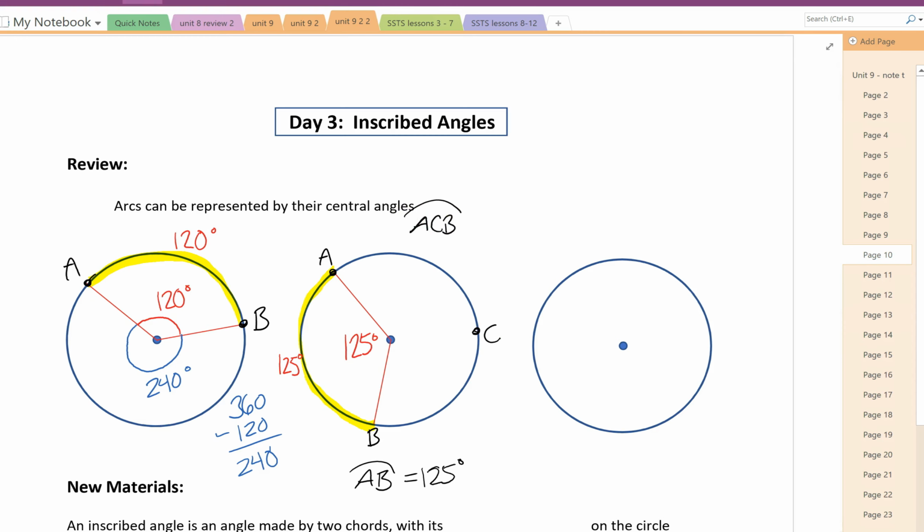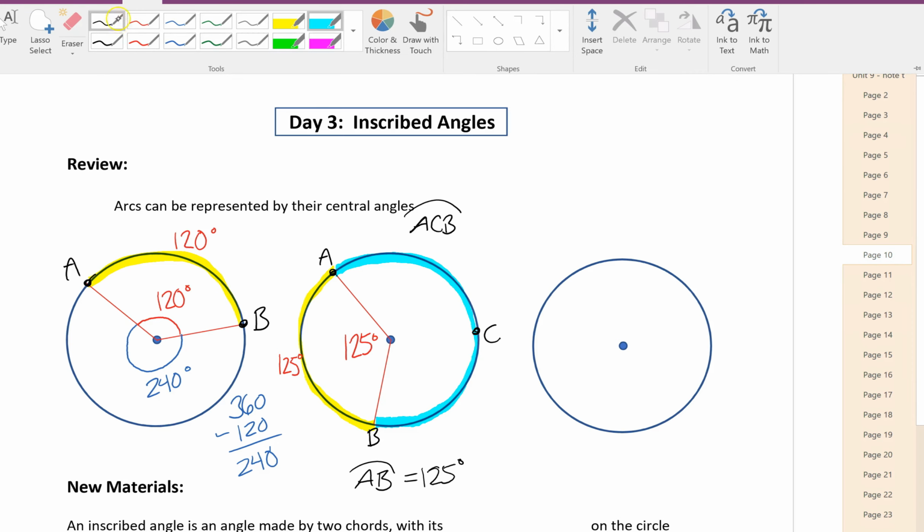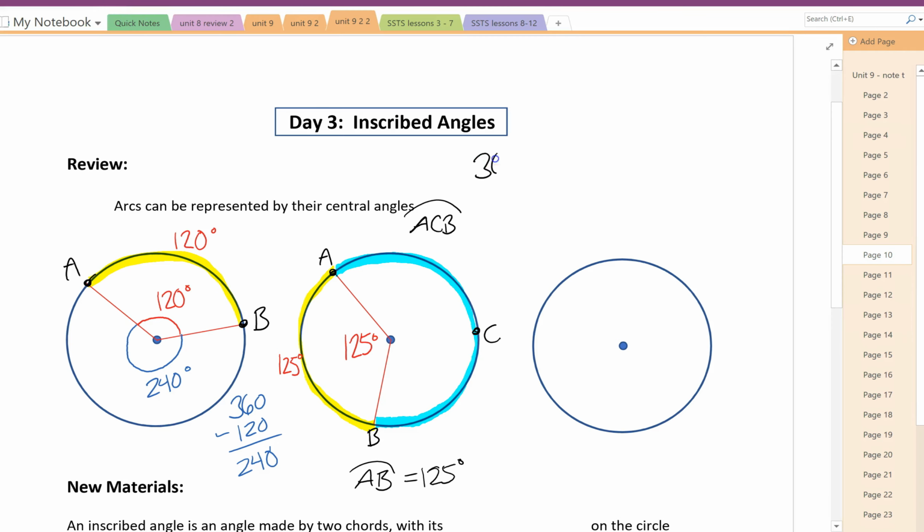Okay, and then if I wanted to figure out the measure of arc ACB, in other words, the major arc here, I would just subtract the 125 from 360. So 360 minus 125 is 235 degrees. In other words, major arc ACB would be equal to that 235 degrees right there.